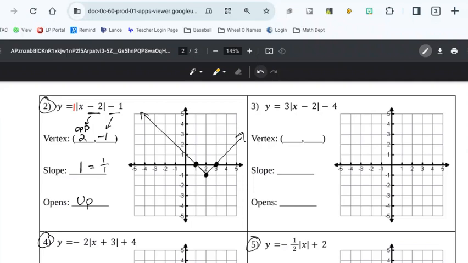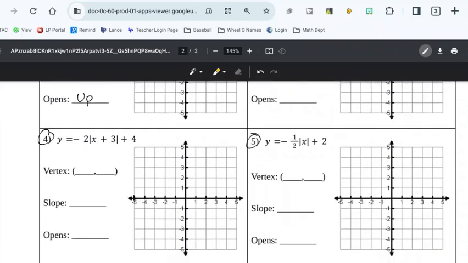And notice how I'm extending my lines all the way to the ends of the graph, and then I'm including arrows because the data continues to go forever, but we are just limited by the space we have on our paper/graph. All right, let's go ahead to number 4.